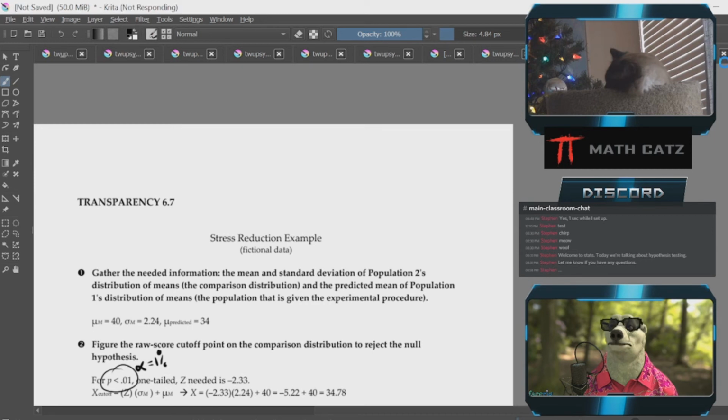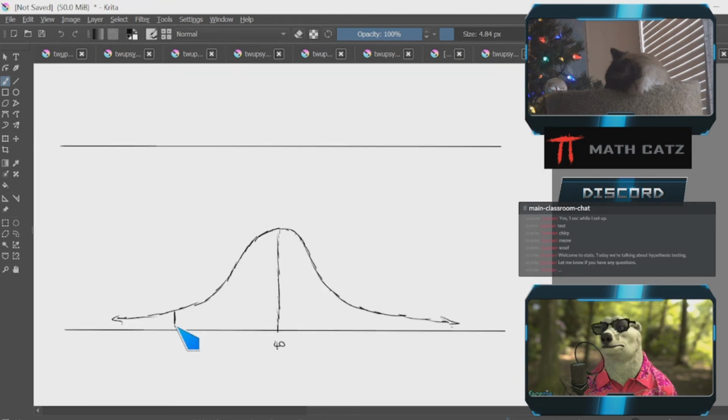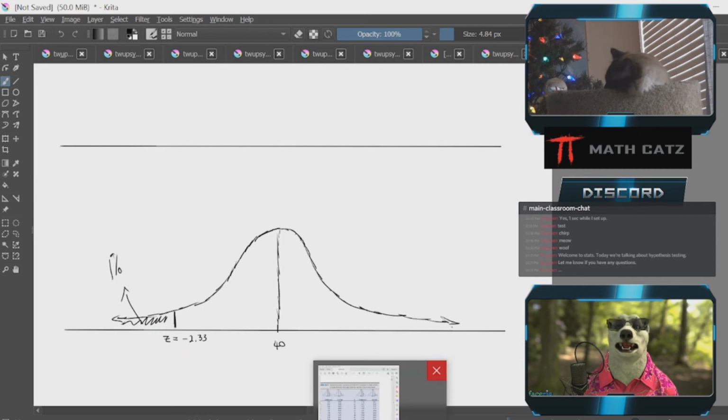Okay. So we have 1%. Let's put it over here just for convenience. We don't have to make it super small. 1%. That means a z-score we can go look up is negative 2.33.